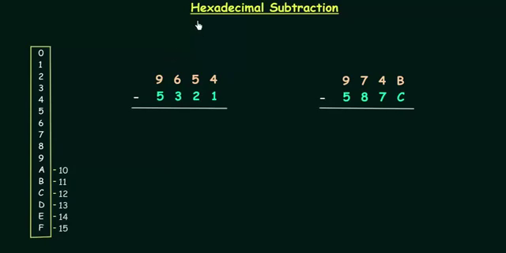In this presentation, we will learn hexadecimal subtraction. I have two examples. In the first example, we have to subtract 5321 from 9654.